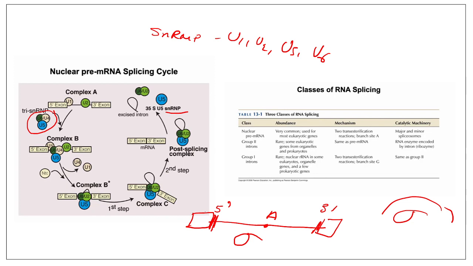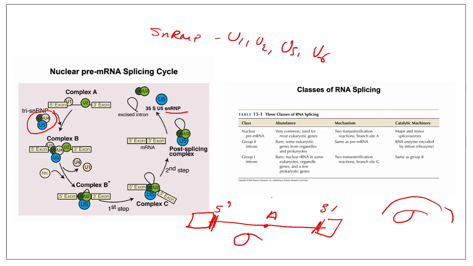So what it helps is that this branch point can attack the 5 prime site. It kind of compresses it and brings the branch point near to the 5 prime site so that it can attack over it. So it helps in the nucleophilic attacks, it helps in the two trans esterification reactions.